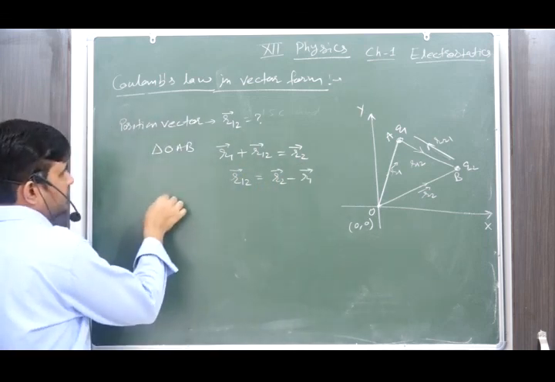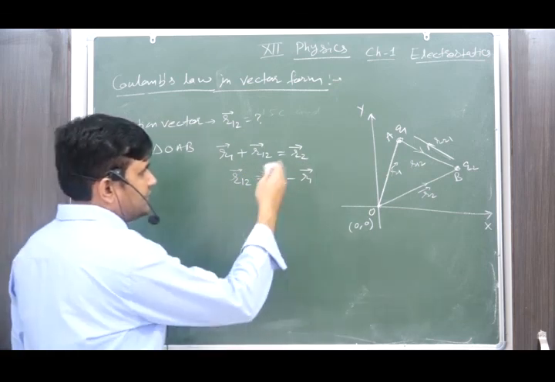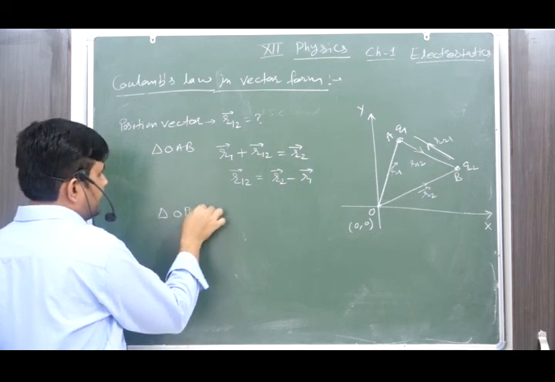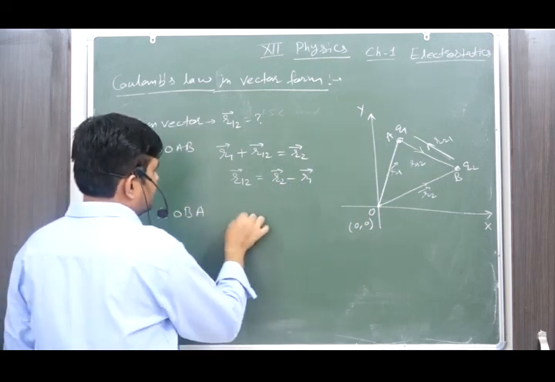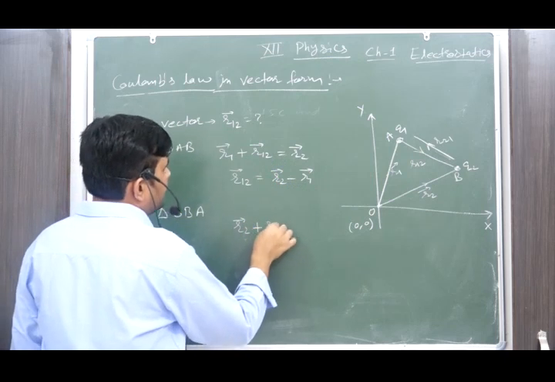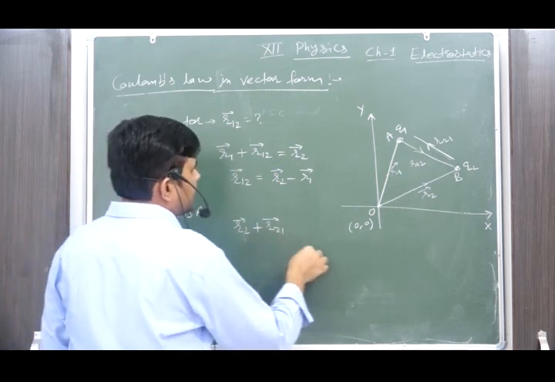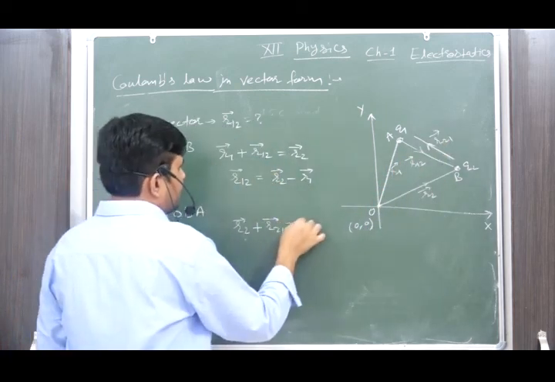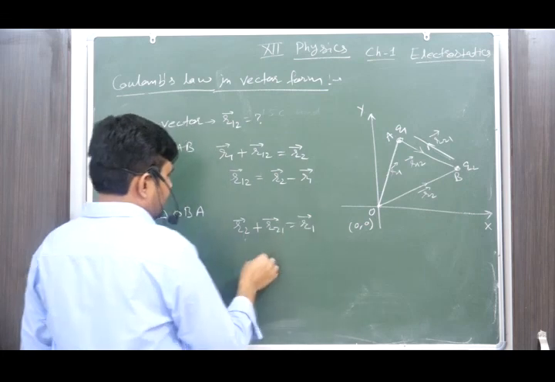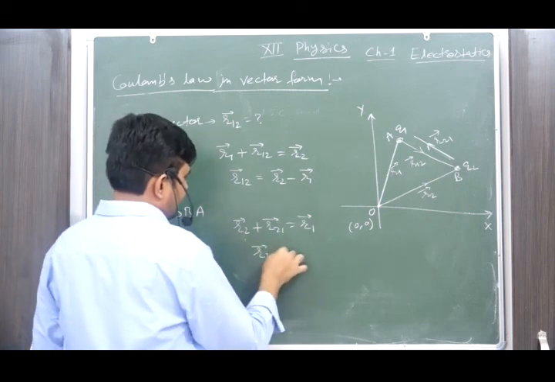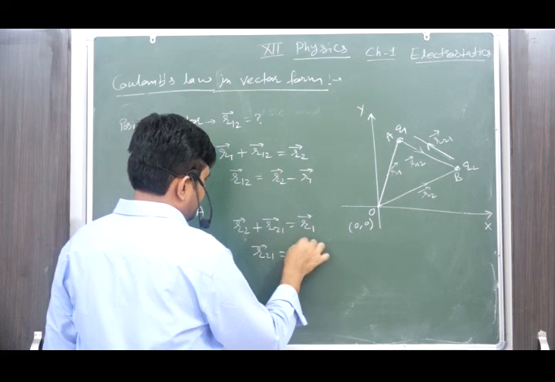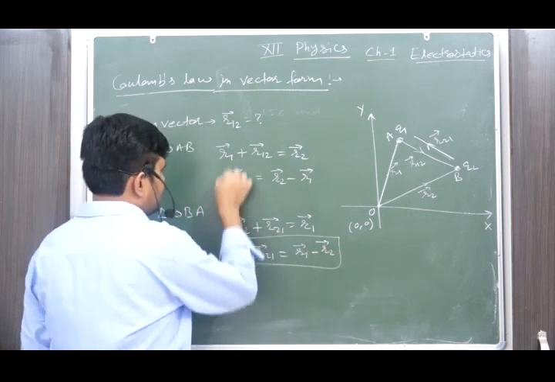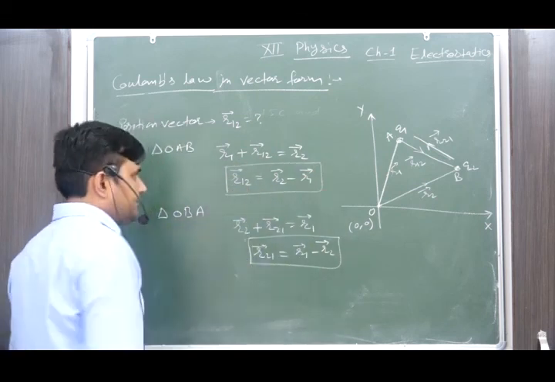Next, for the R21, we are just using the formulations in terms of the triangle OBA. Here the formulation is R2 vector plus R21 vector equal to R1 vector. Now the formulation R21 vector equal to R1 minus R2 vector. Here it is the R12 and R21 vector.